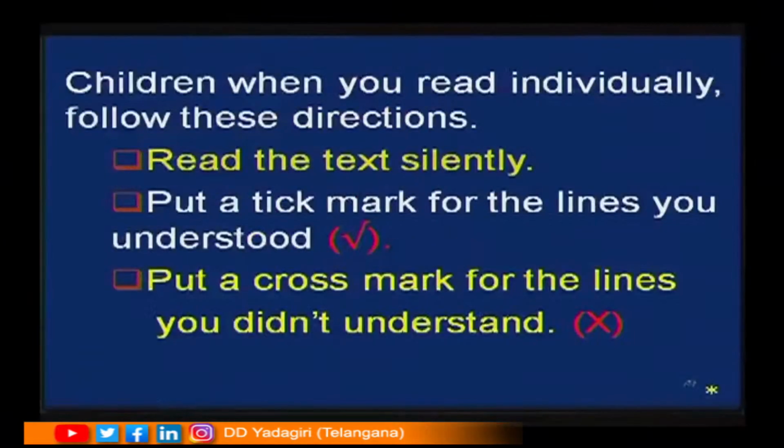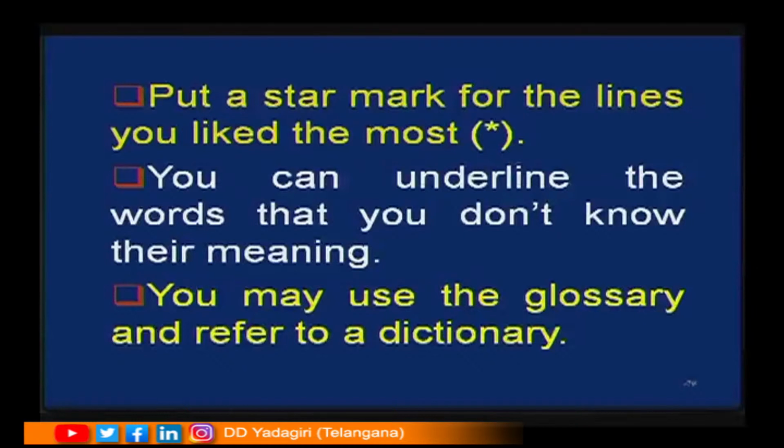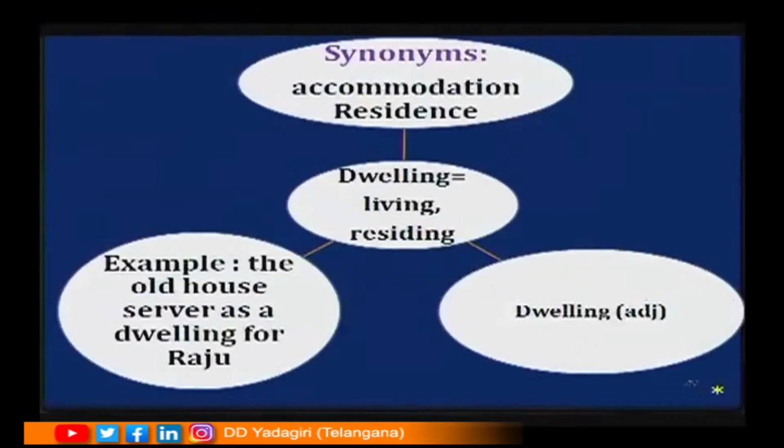Read the text silently. Put a tick mark for the lines you understood. Put a cross mark for the lines you did not understand. Put a star mark for the lines you liked the most. You can underline the words whose meanings you do not know. You may use the glossary or refer to a dictionary. Here we have some glossary.